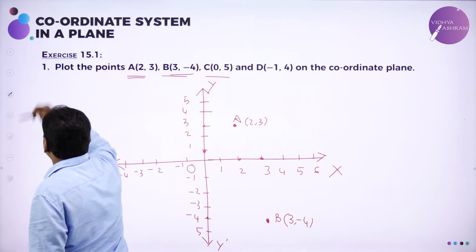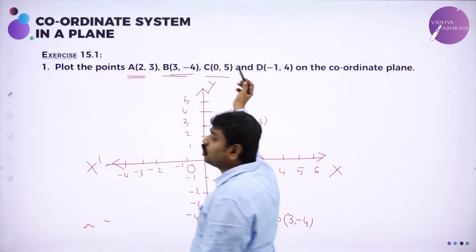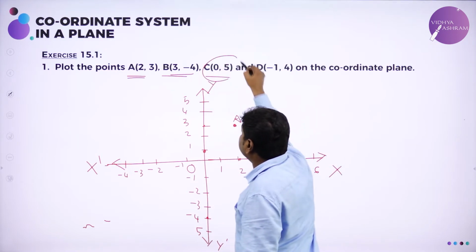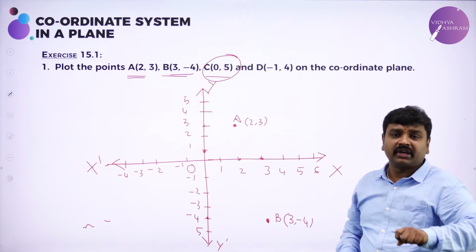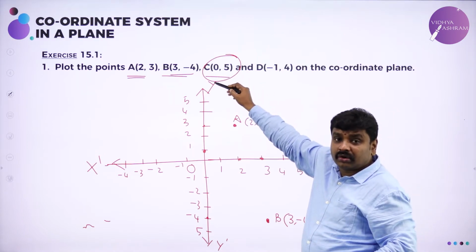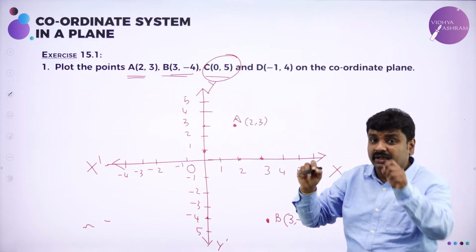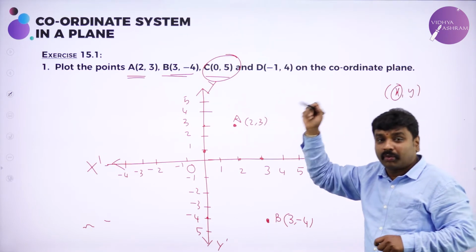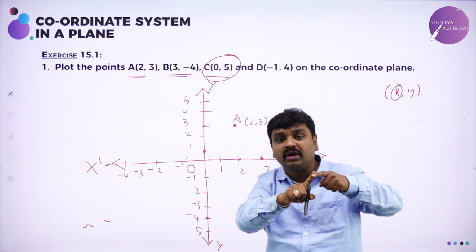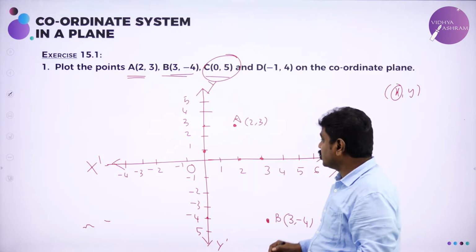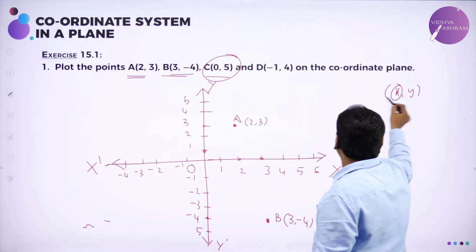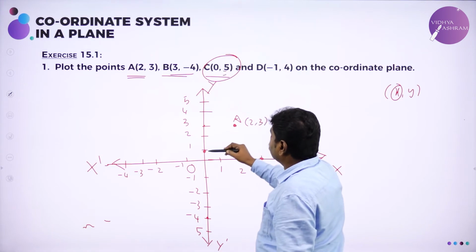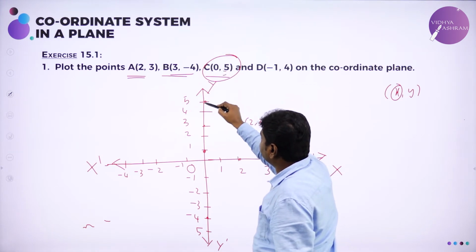Going ahead, what is the third point? 0, 5. Observe this. How to plot 0, 5? Here the x coordinate is 0. A point is read as x, y, but here they have given the x value as 0. If a point has x coordinate 0, it lies on the y axis. So on the y axis at 5, 1, 2, 3, 4, 5. So this is 0, 5.